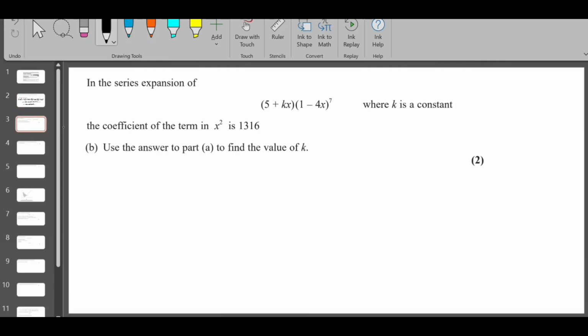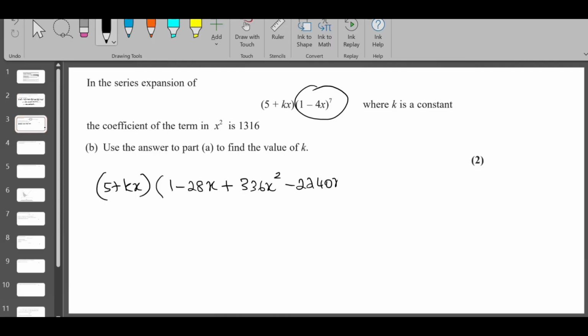Part B now. In the series expansion of (5 plus kx) times this, the coefficient of x squared is this. Find the value of k. So I'm going to write 5 plus kx as it is. Instead of this, I'm going to use the binomial expansion from part A, which is 1 minus 28x plus 336x squared minus 2240x cubed plus etc. You don't have to multiply every single term and open the bracket. You need to just look for x squared after opening the bracket.